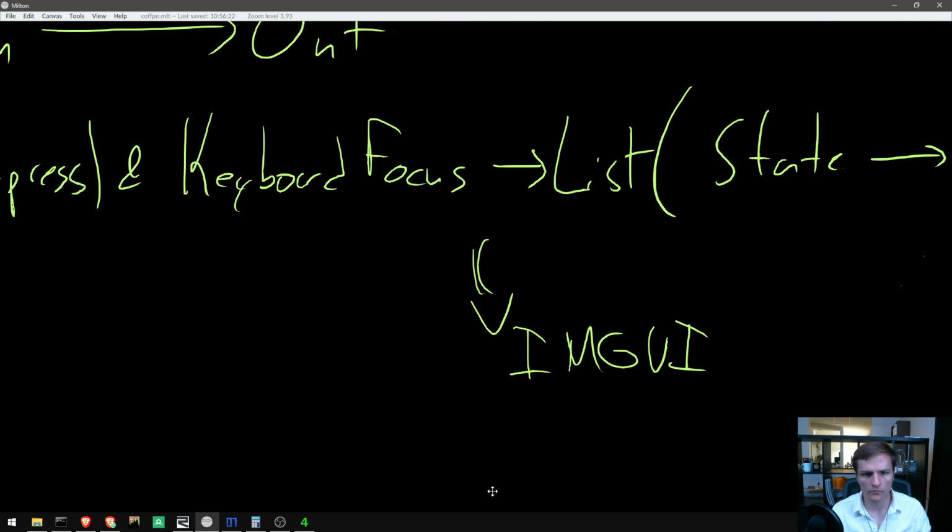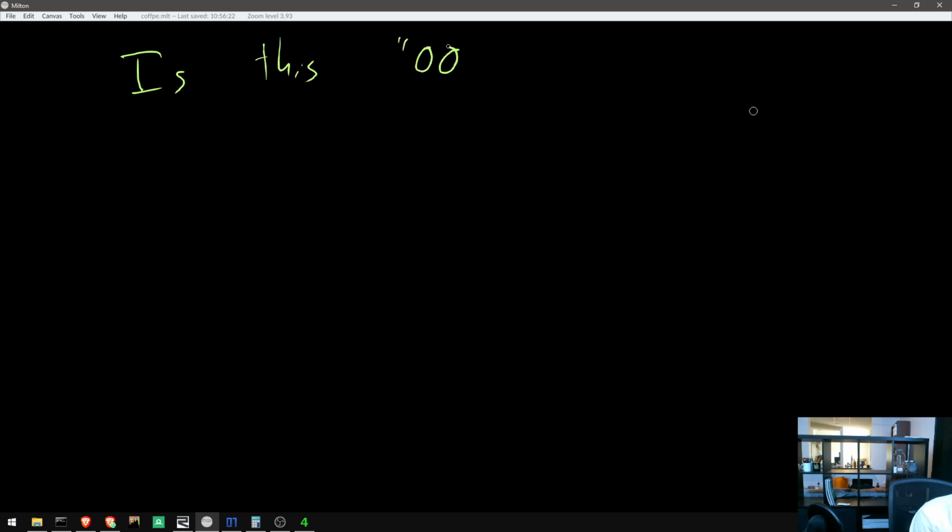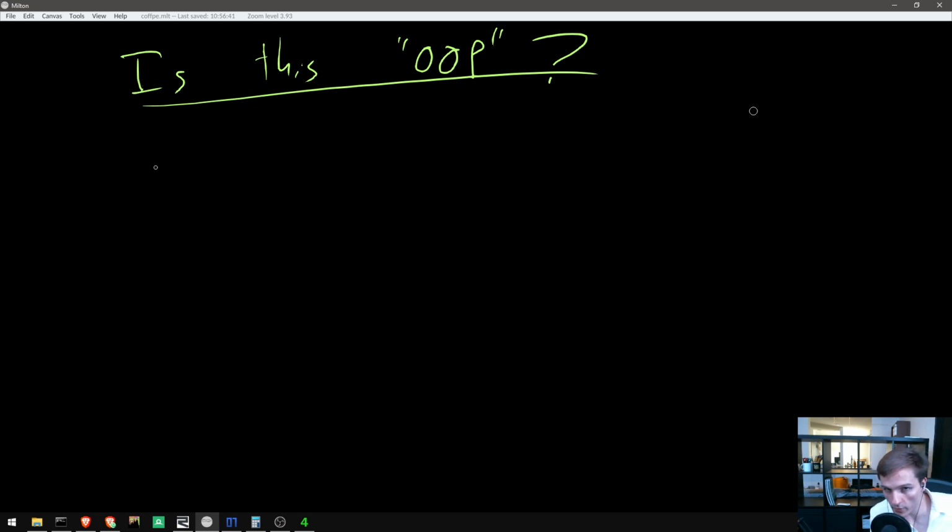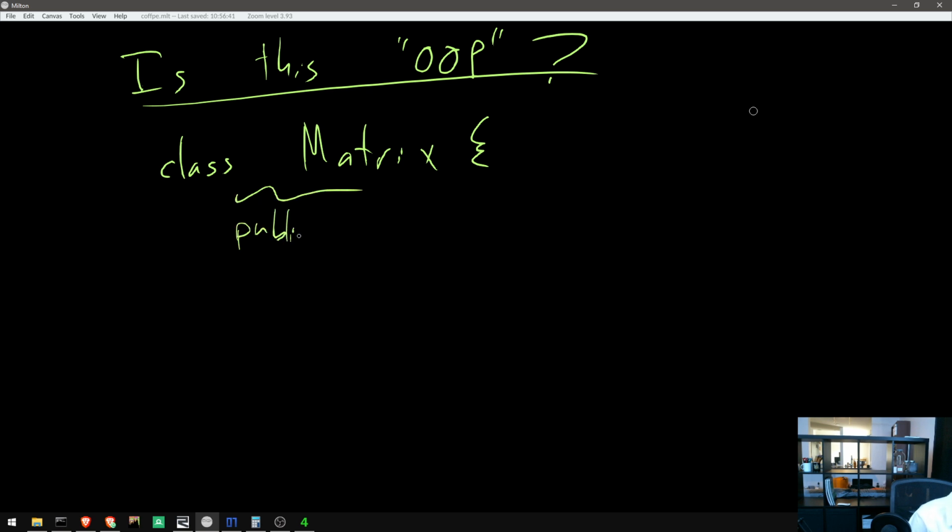So you're saying, say I've got, is this OOP? Classic question. Nobody can answer it because nobody knows. It's got whatever. It's got a public section. It's got an inverse function. It's got some other stuff. Who knows? We don't know.